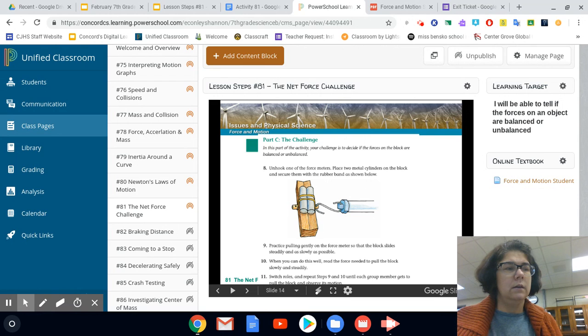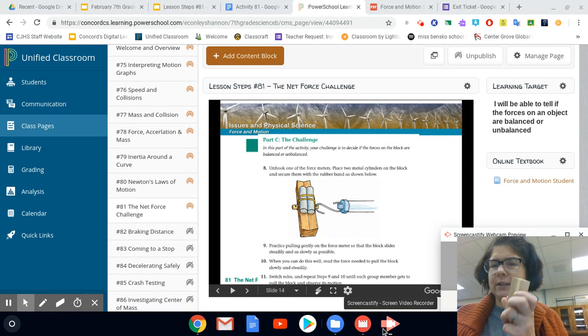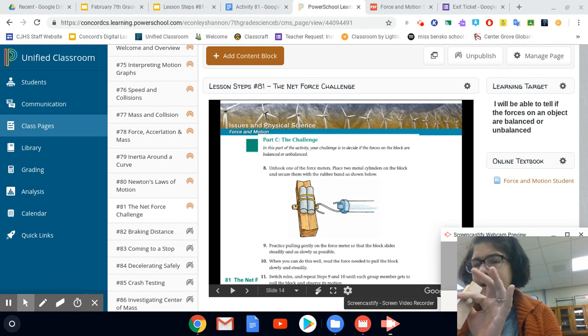So now that we've warmed up, we did part A, we looked at balanced forces. In part B, we looked at unbalanced forces. Now you're going to do part C, the challenge. So in this activity, your challenge is to decide if the forces on the block are balanced or unbalanced. So this one is going to take a little bit different route here. You're going to take the block before we start, make sure nothing's attached to it.